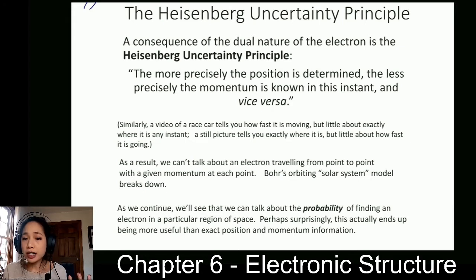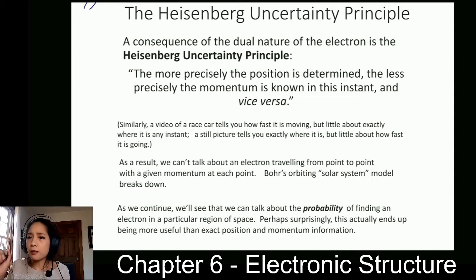In order to understand how fast they're going, we have to take a step back and watch them keep going around and around the racetrack in order to measure how fast they're going. But then if we do that, we don't know what their exact position is at that time. So this is essentially what the Heisenberg uncertainty principle says, but instead of race cars, it's electrons.